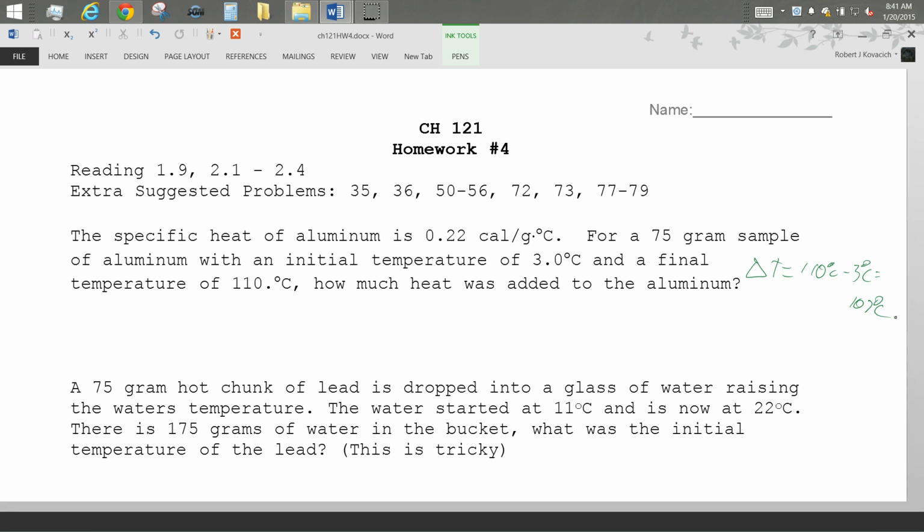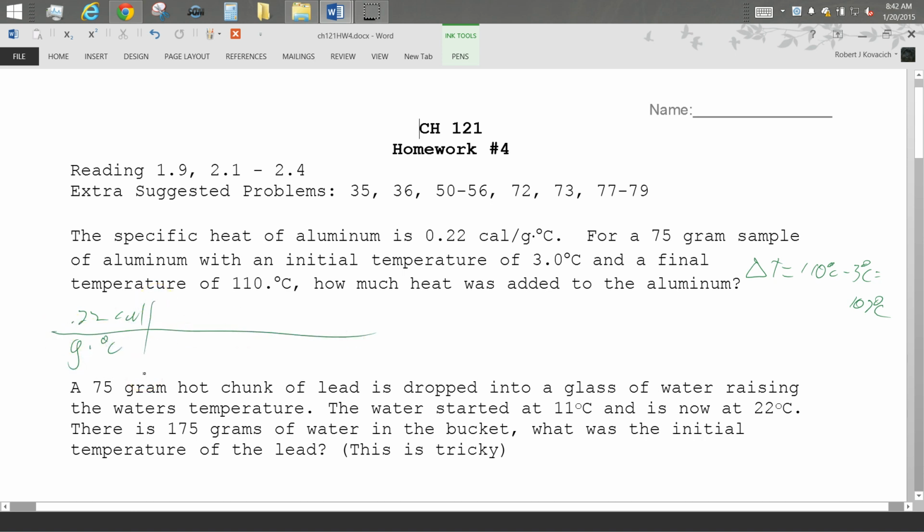And since I've got a number with calories in it, I'm going to put 0.22 calories per gram degrees C. I'll start the railroad track off like that. And then I'm going to use that change in temperature number I calculated, and put it in the numerator. That way the degree C unit here cancels out with the degree C unit there. And then 75 grams will cancel out with the gram unit down there.